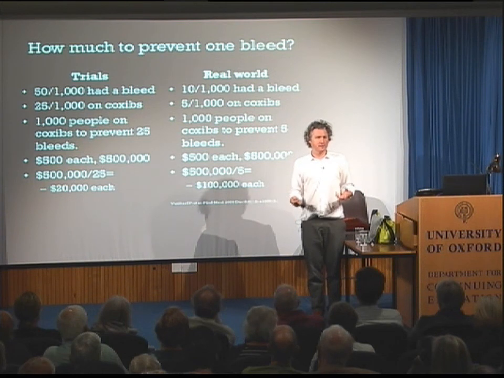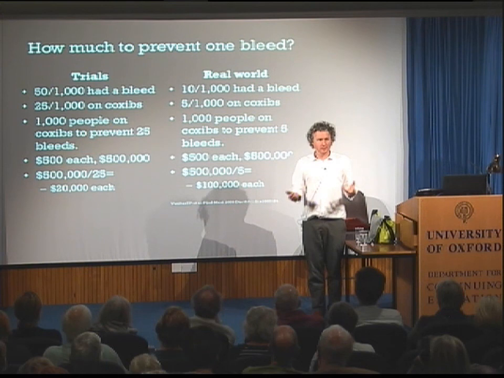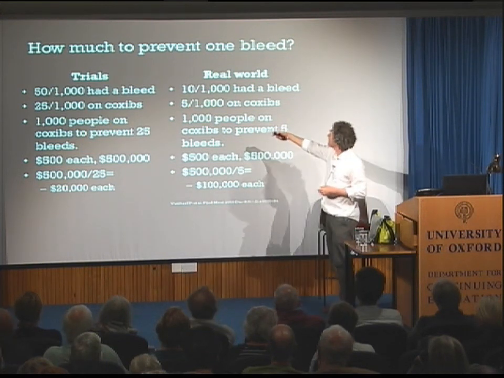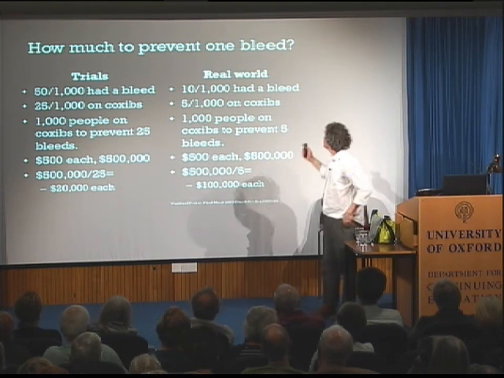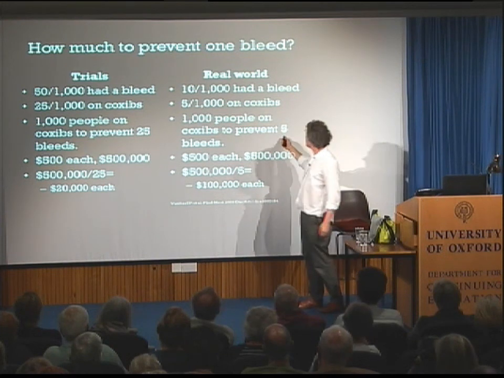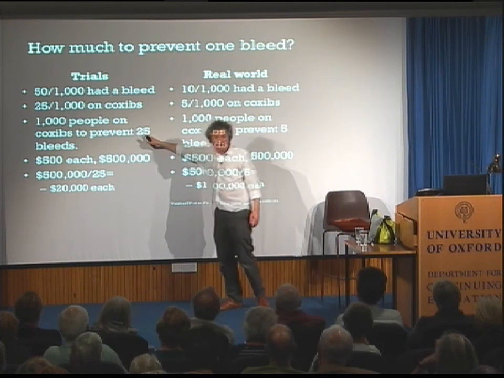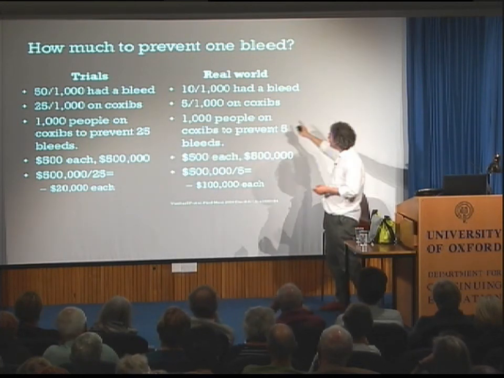And overall he found, when you just look, that on average, the kind of people who get coxibs in the UK have about 10 bleeds out of every 1,000 patients, and that goes down to about 5 bleeds out of every 1,000 if you're on coxibs. So that means now you have to have 1,000 people on coxibs to prevent 5 bleeds. Previously, 1,000 people on coxibs prevented 25 bleeds because this was a really enriched population. But in the real world, you have to have 1,000 people on coxibs to prevent 5 bleeds.